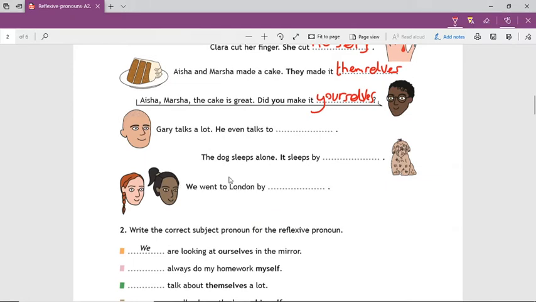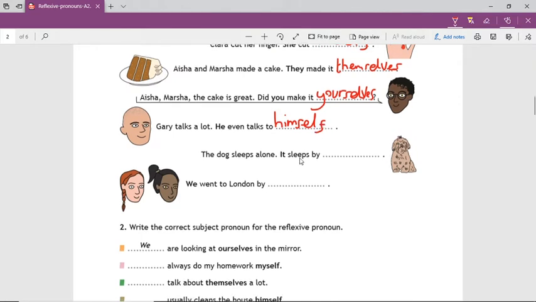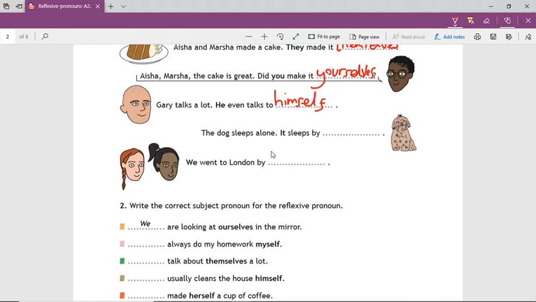Great, so Gary talks a lot. He even talks to, talking about he, so the answer is himself. He even talks to himself. Maybe he's talking to himself in his sleep, or maybe he's talking to himself for whatever reason, who knows. The dog sleeps alone. It sleeps by, so we're talking about it, and it's singular, so the answer is itself. And we have a nice drawing of a dog there, so the dog sleeps by itself.